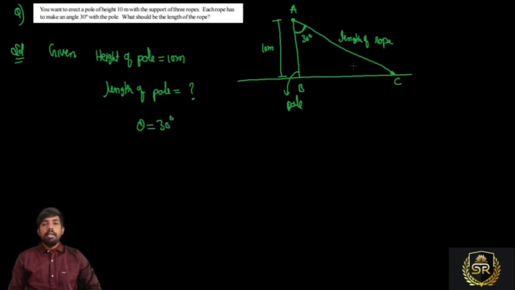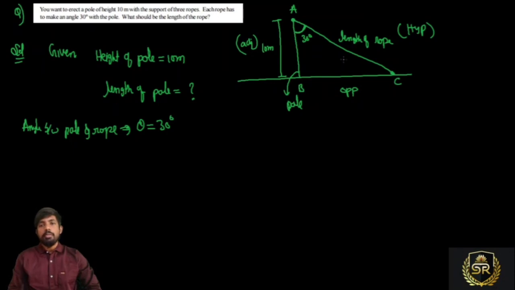Now here theta is the angle between the pole and the rope. Angle between pole and rope is theta equals 30 degrees. For this angle, this is the opposite side, this is the hypotenuse, and this side is the adjacent side. This is the hypotenuse, and this is the opposite for this angle.